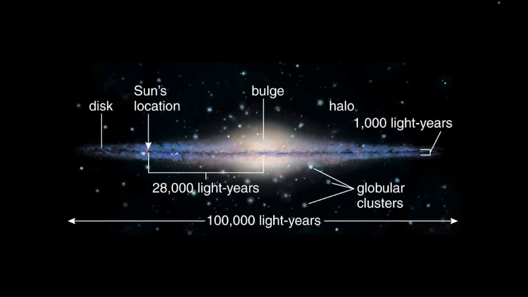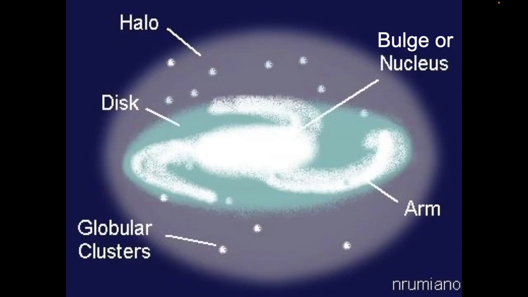But as we look at the structure of the galaxy, make sure you know the bulge, the disk, and you can see the globular clusters, the star clusters around the outside. There's a glow around the galaxy, and that's called the halo. Again, you can see the halo, the disk.